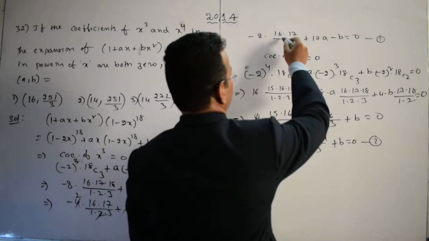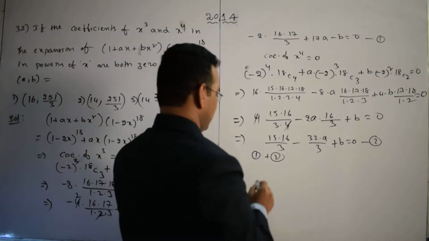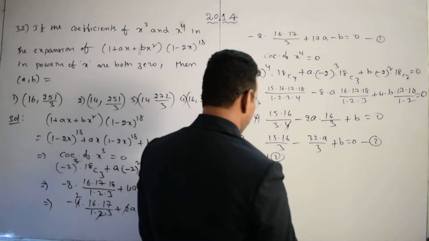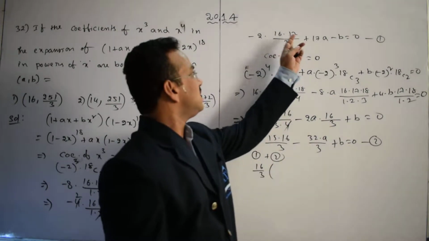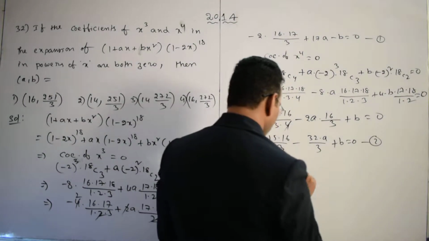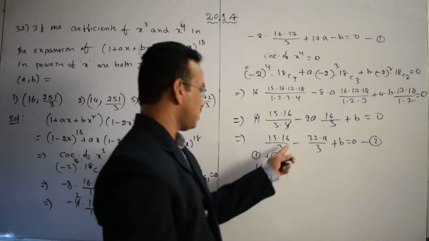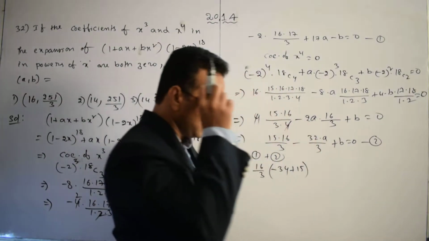There is a 16 by 3. There is a 16 by 3. You can take it outside. So 16 by 3 I am taking outside. What else remains here? Minus 2 into 17. Minus 2 into 17 means minus 34. Next, here 16 by 3 is out. There is a plus 15. So now it is easy to solve.